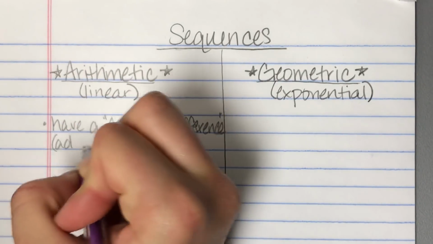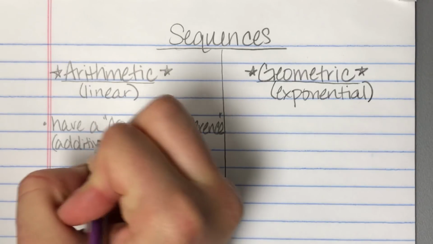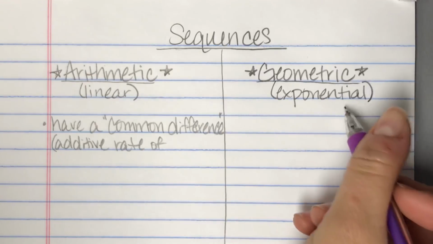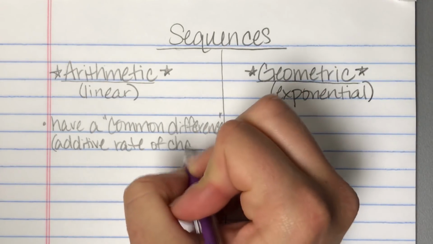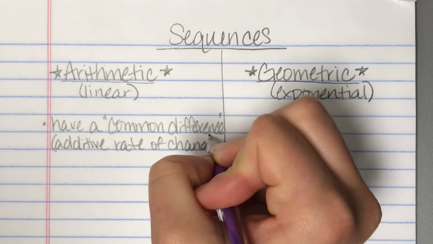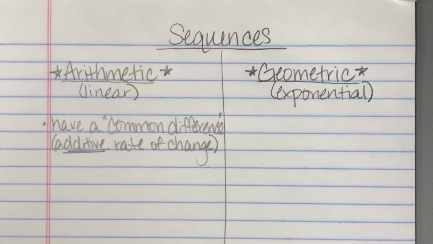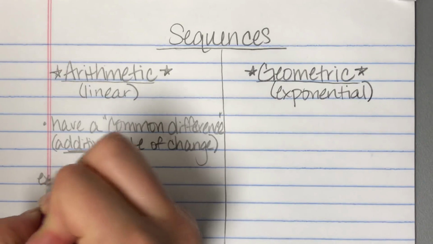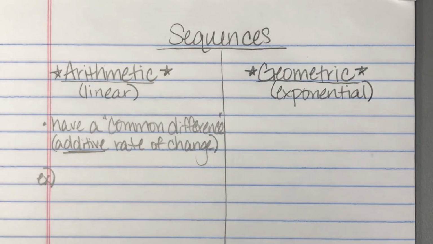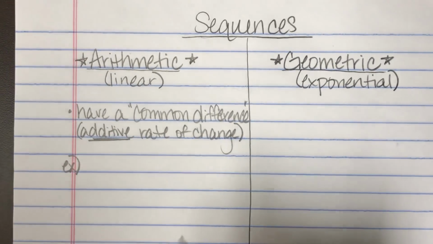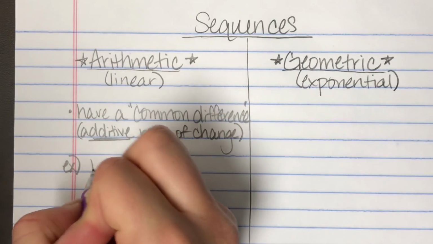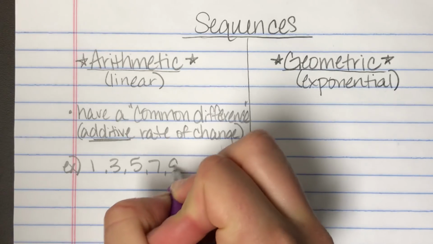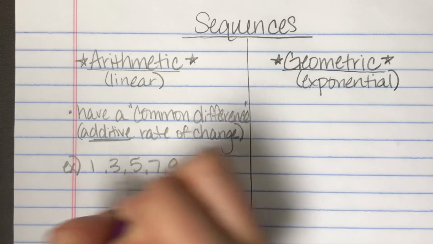When we were talking about exponential problems, we called that an additive rate of change. Remember, versus when it's exponential, you have a multiplicative rate of change. So we're talking about an additive rate of change. Sequences look a little bit different than our normal relationships. A sequence is simply a list of numbers that follows a pattern. So like 1, 3, 5, 7, 9, and then it would keep going.